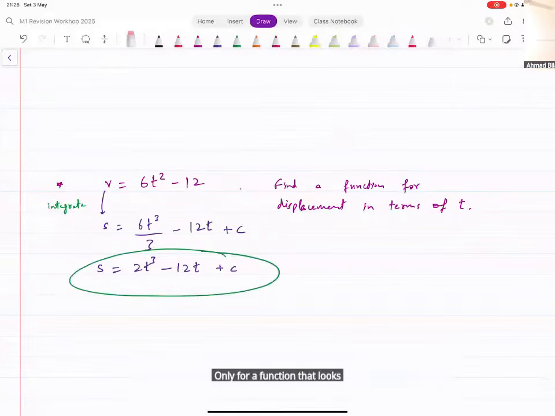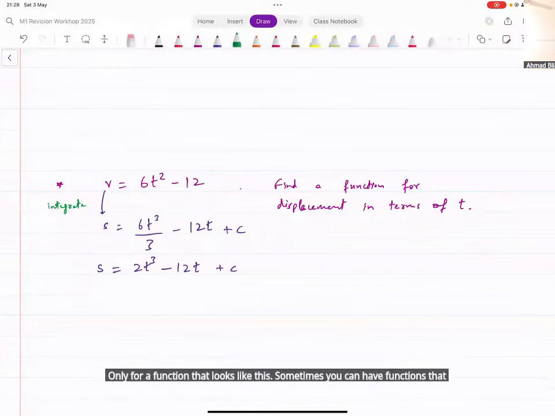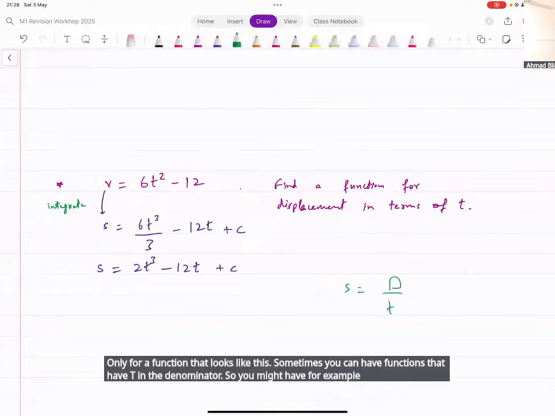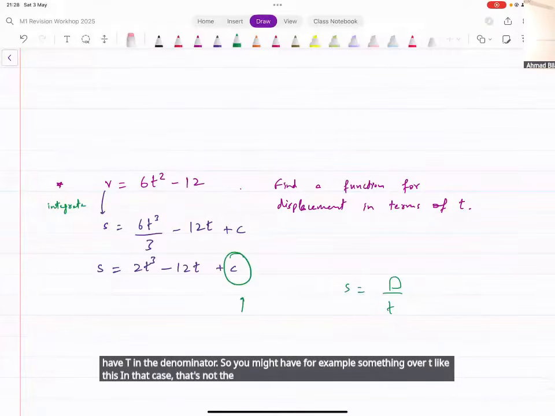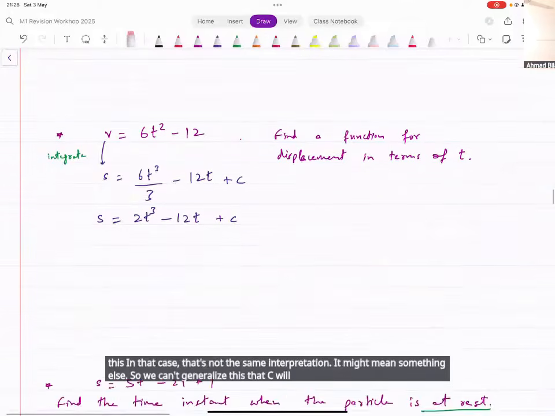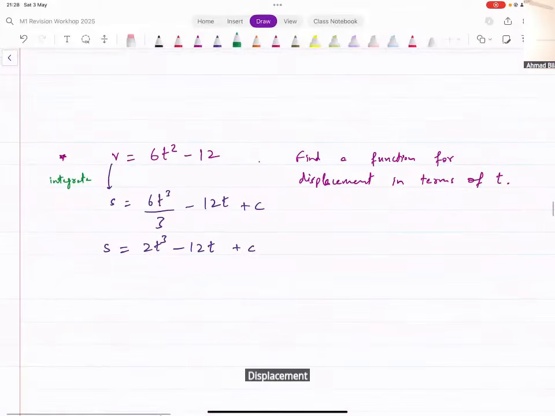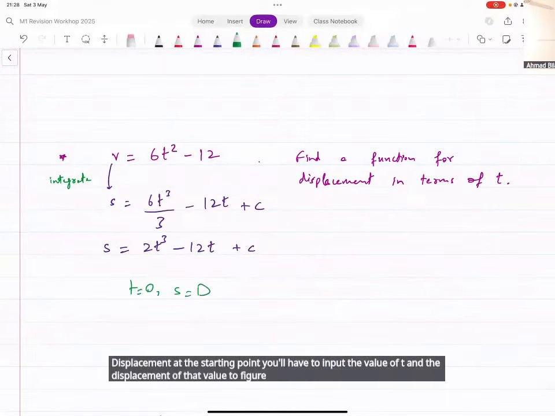Sometimes you can have functions that have t in the denominator. So you might have, for example, something over t like this. In that case, that's not the same interpretation. It might mean something else. So we can't generalize this, that c will always mean the displacement at the starting point. We'll have to input the value of t and the displacement at that value to figure out what the value of c turns out to be.